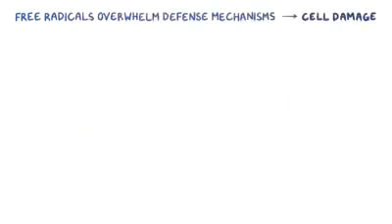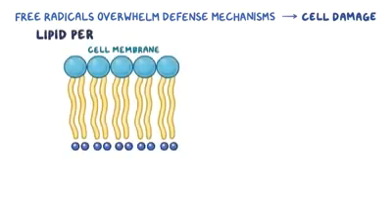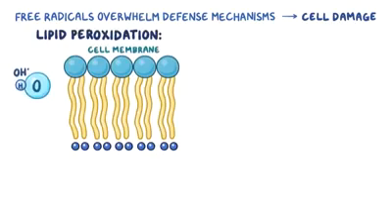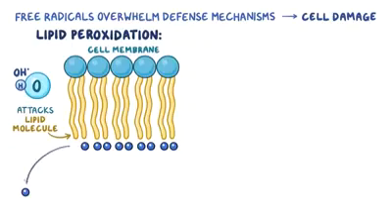When the amount of free radicals produced overwhelms the defense mechanisms, cell damage starts to happen. Free radicals can react with the lipids in the cell membrane, causing lipid peroxidation. For example, let's say a hydroxyl radical has attacked this particular lipid molecule. This molecule is now left with an unpaired electron. So it in turn grabs an electron from the next lipid molecule, setting up a sort of chain reaction which ends up damaging the cell membrane.